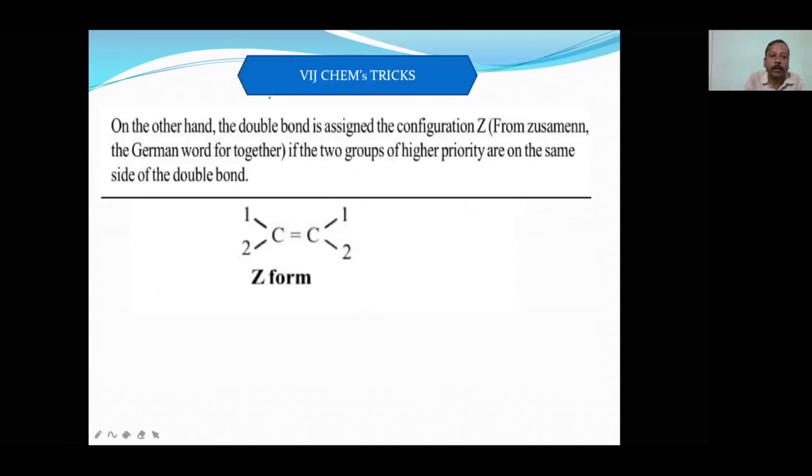Okay, so already we have seen E. Now we are going to do Z. On the other hand, the double bond is assigned the configuration Z. Z means zusammen, again a German word, meaning together. So if the first priority is on the same side and the second priority is on the same side, then it is called Z. Z for cis and E for trans.